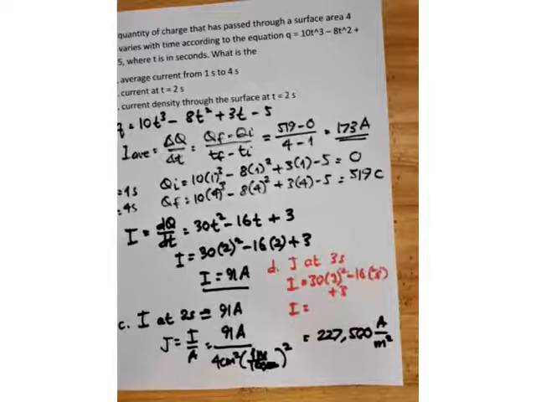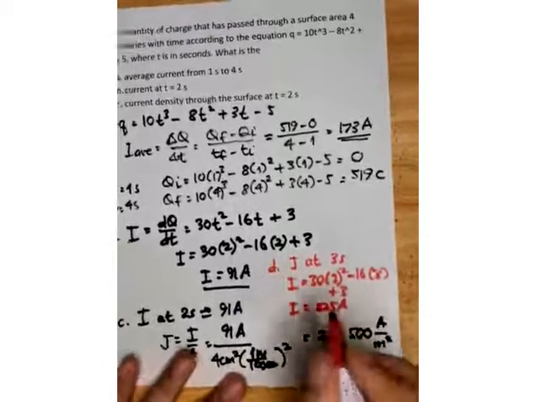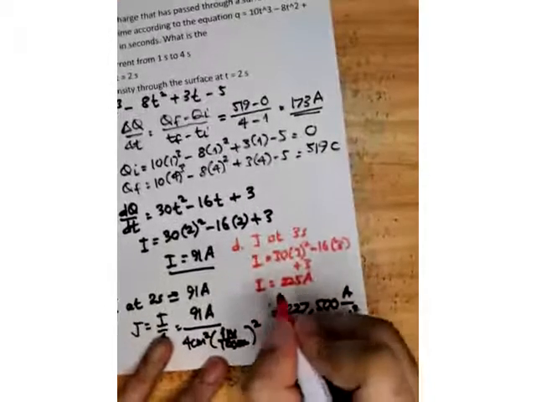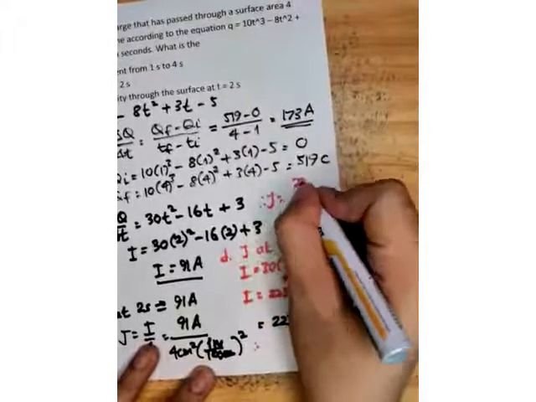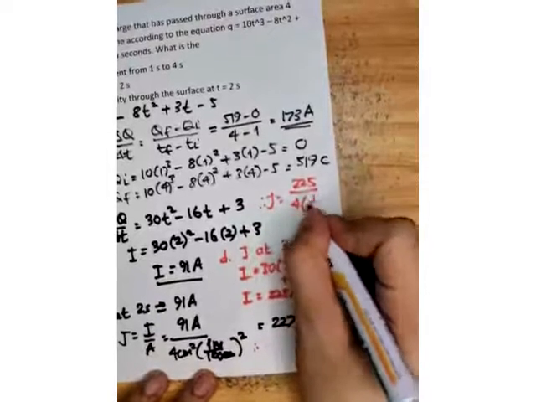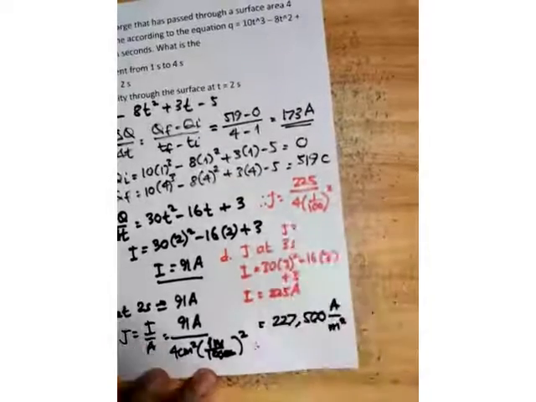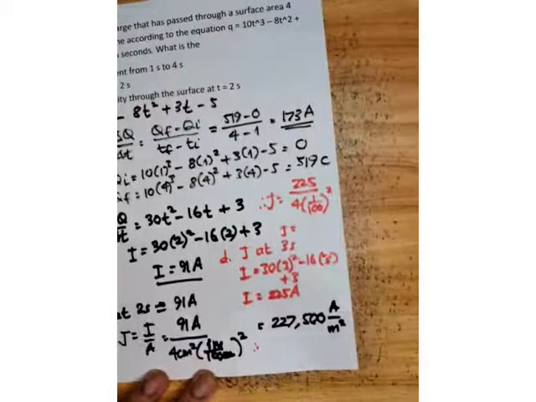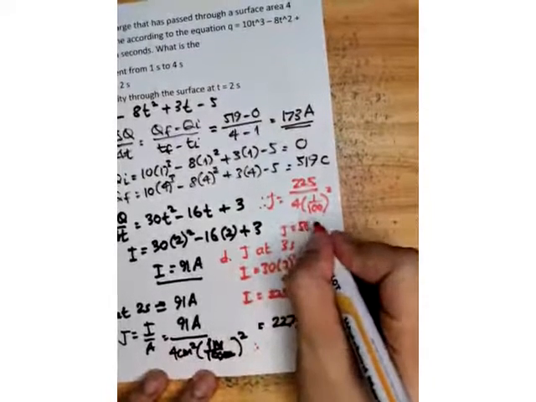Okay, 225 amperes. Therefore, may susulat dito na. J is equal to 225 over, i-klase shortcut ko to, 4 times 1 over 100 squared. So, what's our J? Okay, 562,500 amperes per meter squared. Ayan.